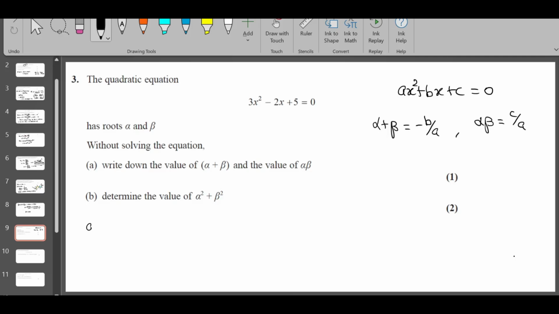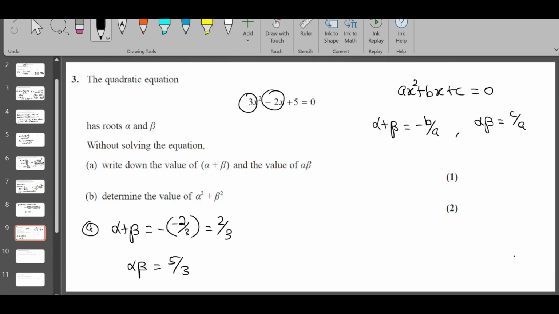So in this case, alpha plus beta: a is 3, b is minus 2, c is 5. So minus b over a is minus of minus 2 over 3, which is 2 over 3. And the product of these roots will be c over a. That's all.